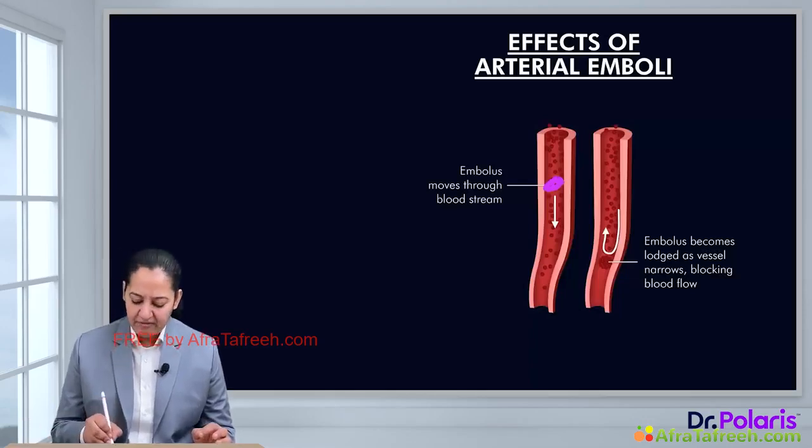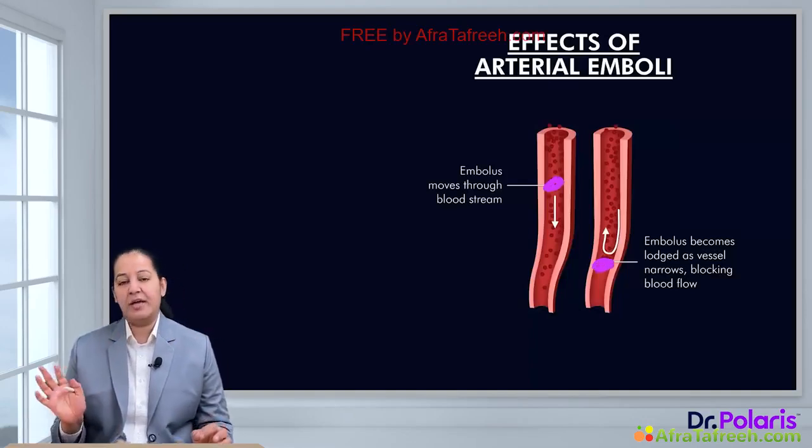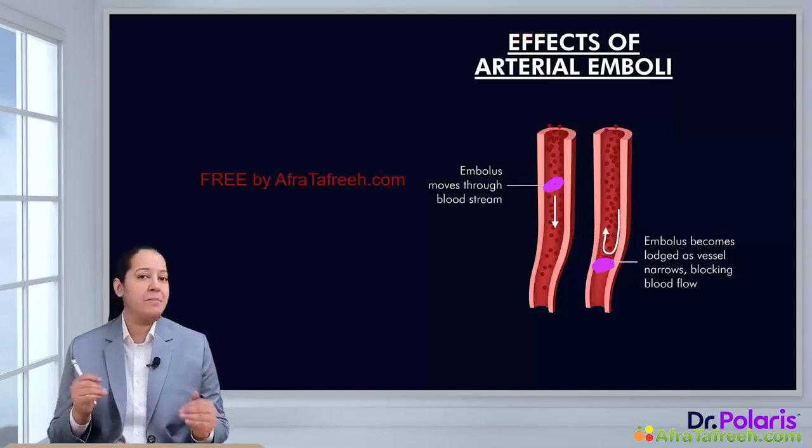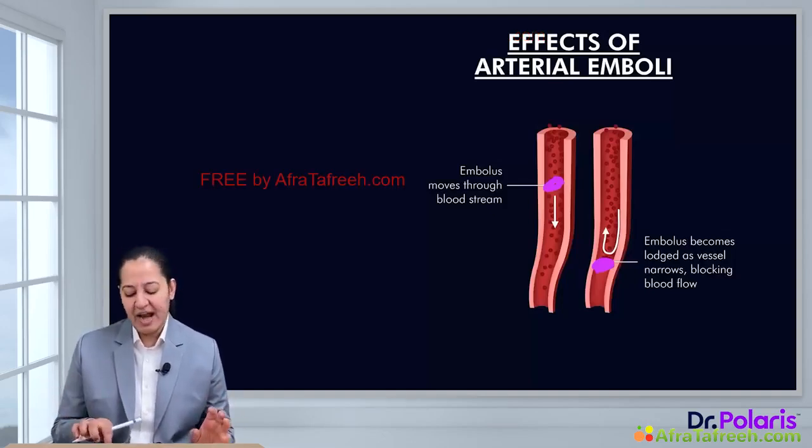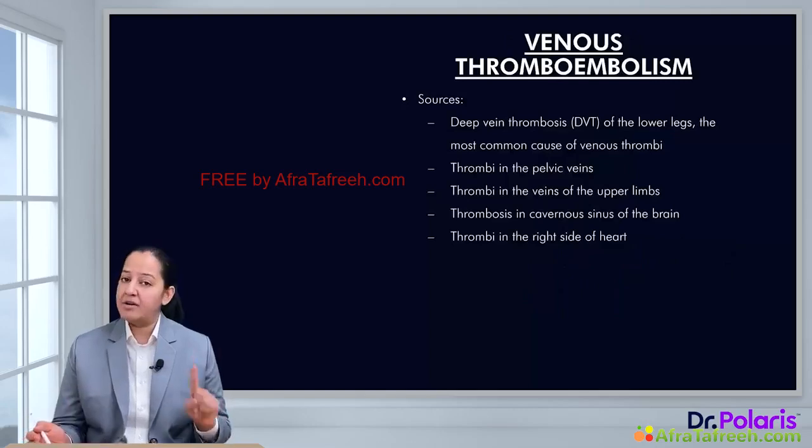So due to the narrowing of the artery, it is causing complete obstruction in the artery. This artery is supplying pure, oxygenated blood to some organ. That organ will receive less blood now, and that will undergo infarction and gangrene, right? So that is the arterial thromboembolus.